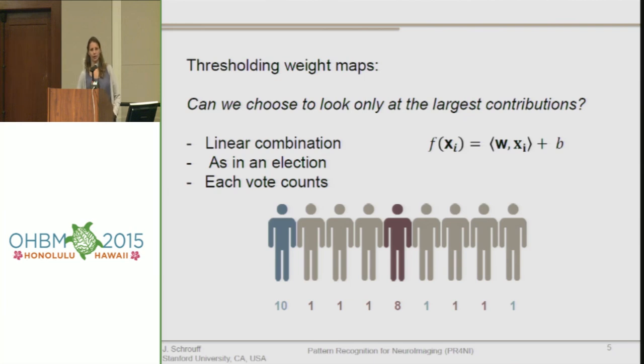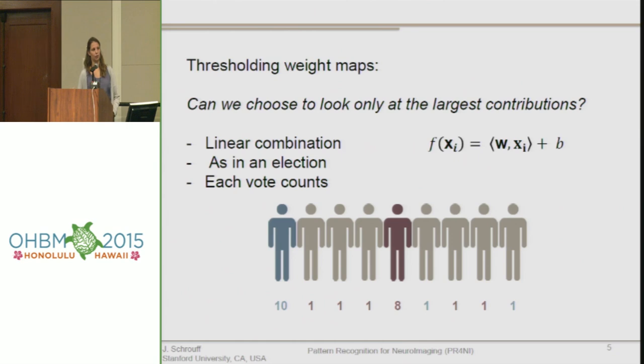But what actually is in those weight maps? Can we threshold them? Can we just look at the ones with the largest contribution like we would do with an SPM? Well, unfortunately, the answer is no, we can't. Because all of the weights are used in a linear combination with the signal to make the final prediction. So you see the formulation there. If you have a new data point x, you're going to combine the signal in x with the model parameters to make a prediction f of this new data point.